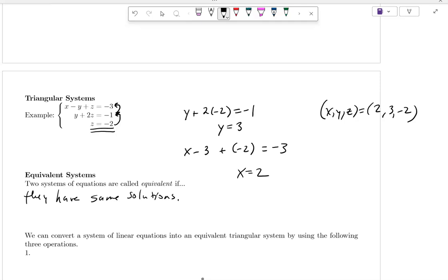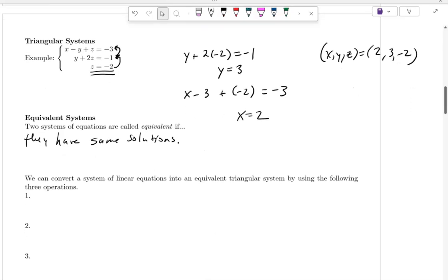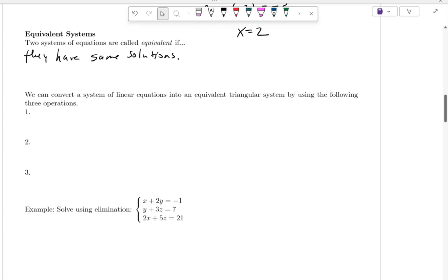All right? Our goal is to figure out a technique for getting a system of equations that we're given into triangular form. Well, there are going to be exactly 3 operations that we can do to do that. Later on, we're going to call these row operations. But for right now, we're just going to talk about the operations with equations.